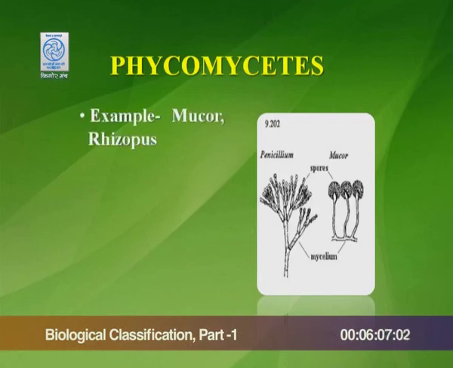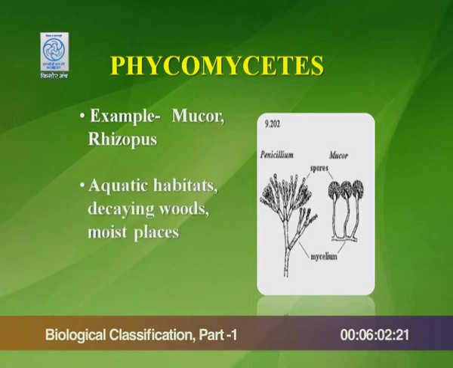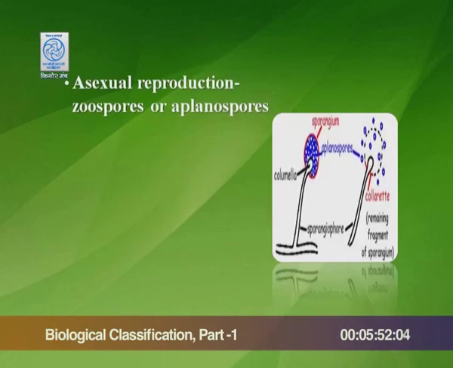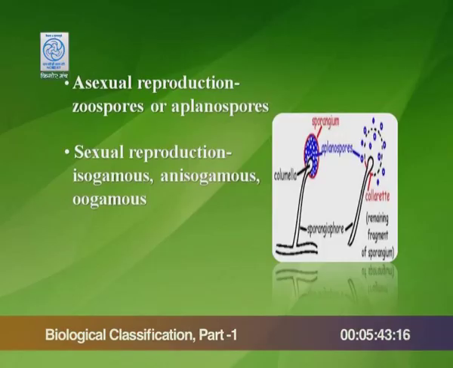Phycomycetes, example Mucor and Rhizopus. They are found in aquatic habitats, decaying woods and moist places. Their mycelium is aseptate and cenocytic. Asexual reproduction is by zoospores or aplanospores. Sexual reproduction: isogamous, anisogamous, oogamous.